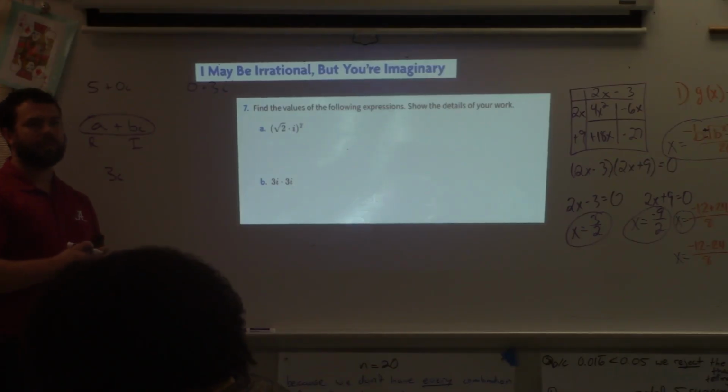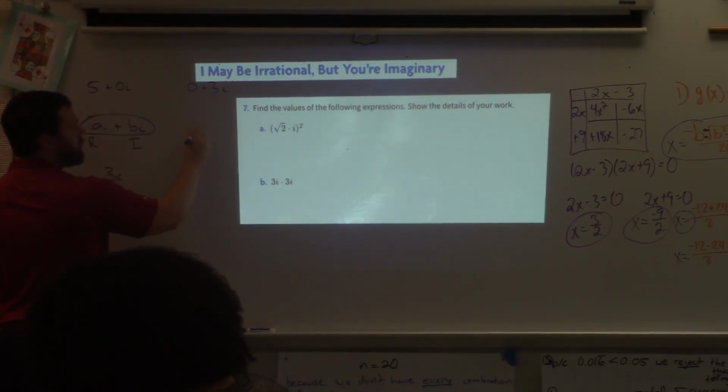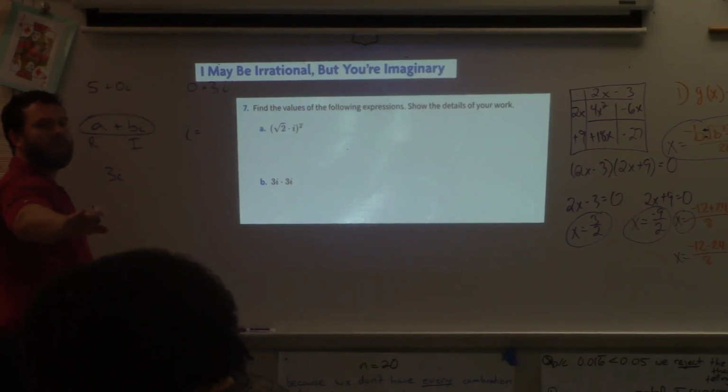What's the whole point of imaginaries? Something with a negative 1-ish. Oh, it's negative numbers. It's anything that's, I think, negative. It's less than zero, numbers, something like that. So, let me say this.